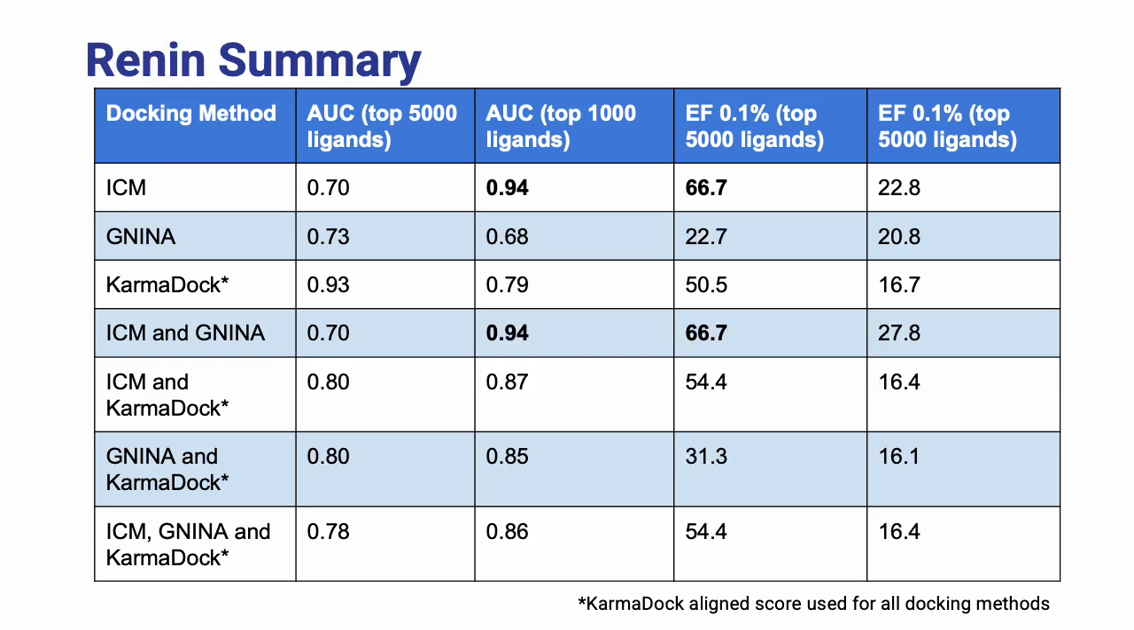Finally, for renin, both the ICM-Nina combination and ICM alone performed the best, achieving the highest AUC values and enrichment factors. This indicates strong discrimination between actives and decoys and relatively better enrichment for renin compared to the other targets.